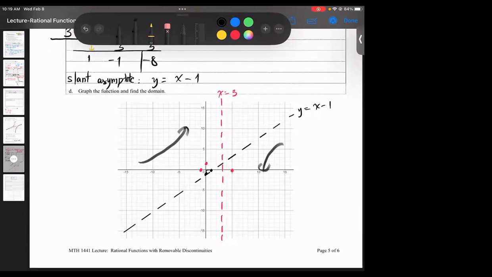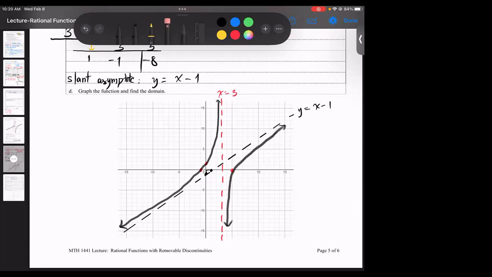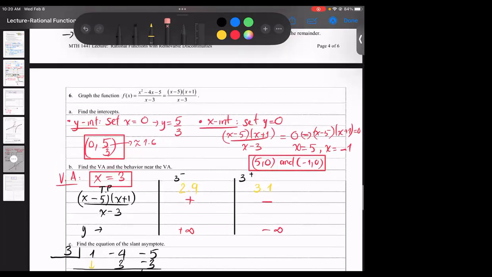And now a proper graph. My left block, I have to go through those 2 points. And then for the right block, I have to go through that red point. Question for you, is there a removable discontinuity here? Is there any cancellation? No, right.